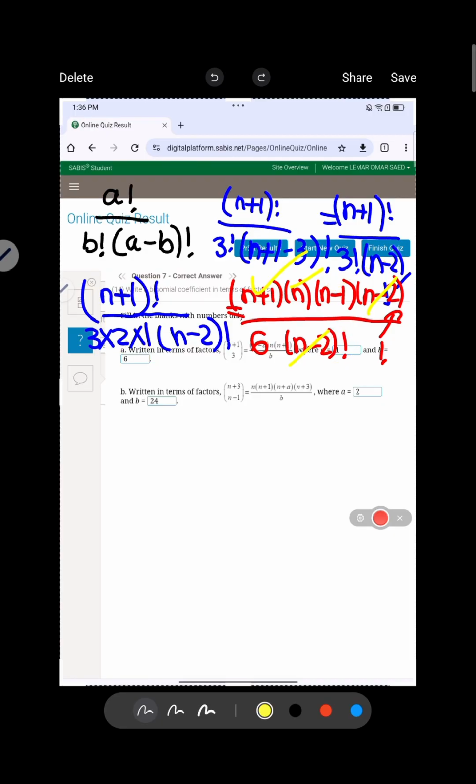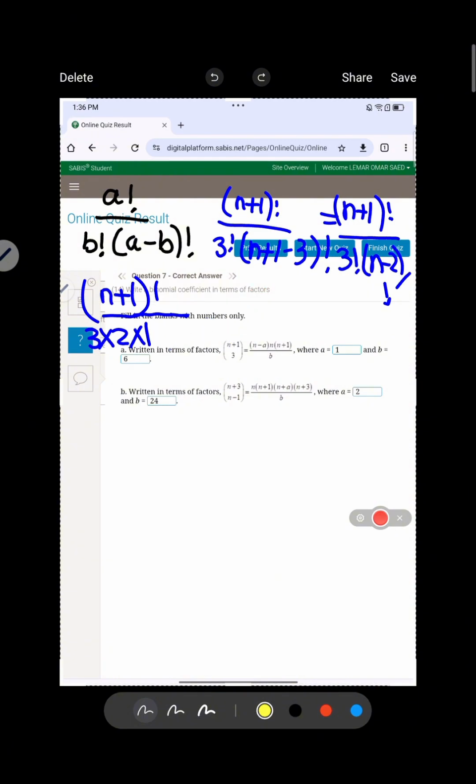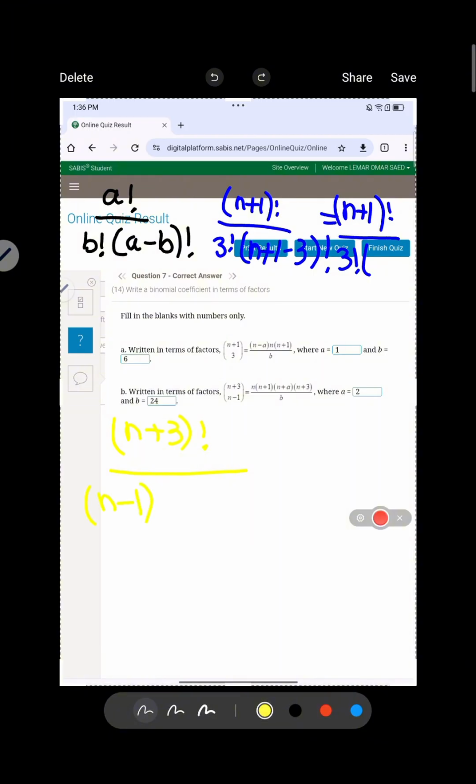For the one down, it's a little different. There's a little difference because both of them have n. So look what you are going to do. You are going to do this. It's the same thing in the beginning. It's just in the end where it gets a little tricky.